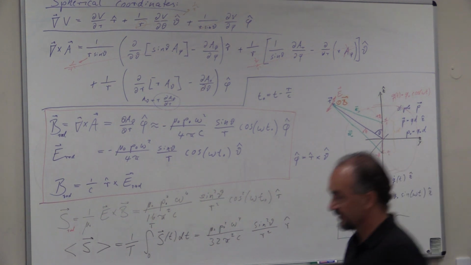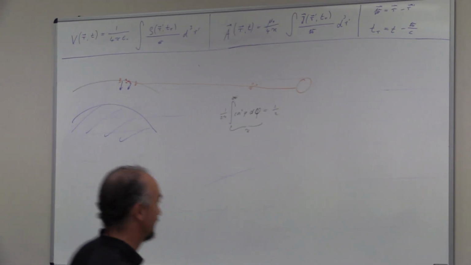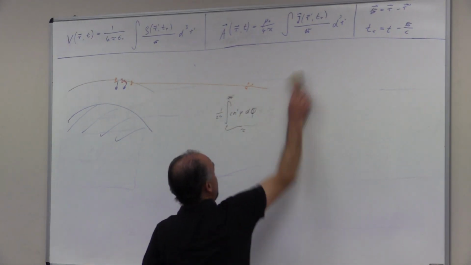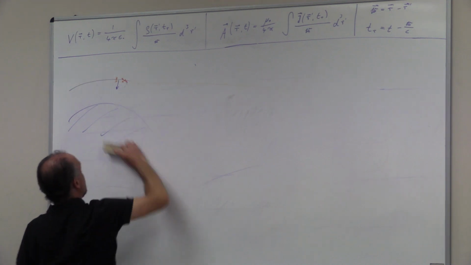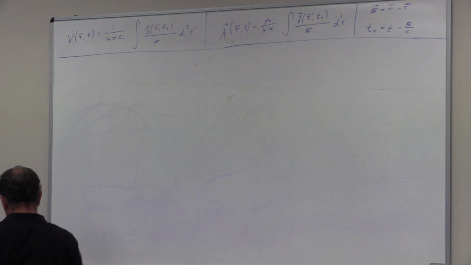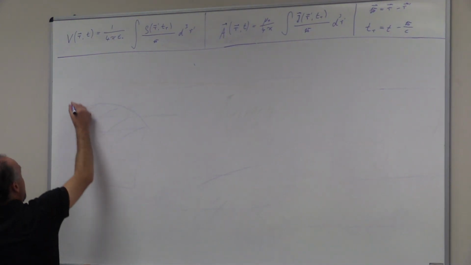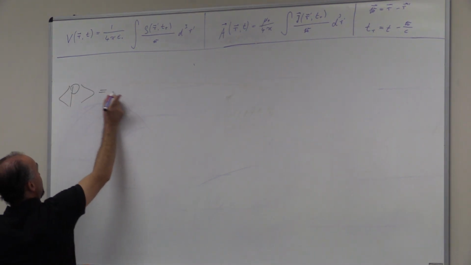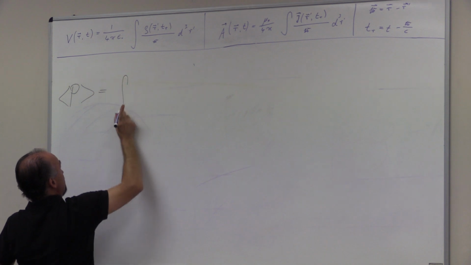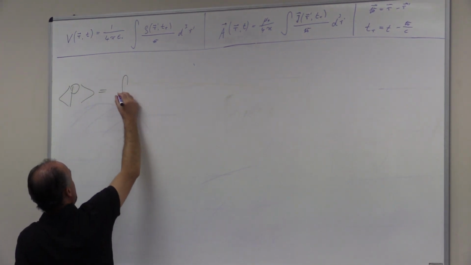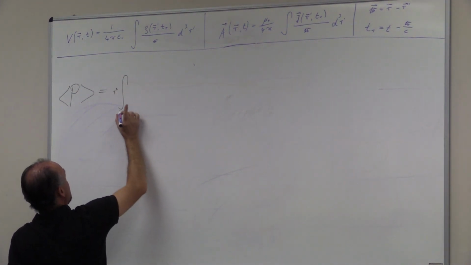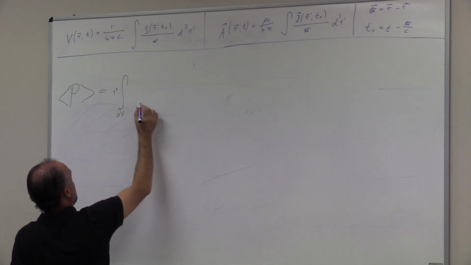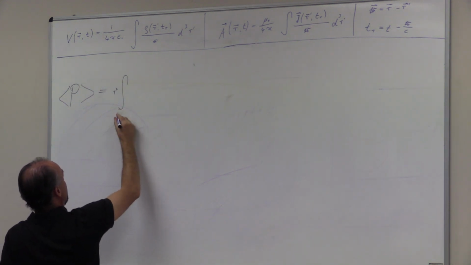Okay, next step finally, calculate what is the total power that is radiated. So the total power averaged over time is integrating, well, this is R squared, so integrate over all the time here.